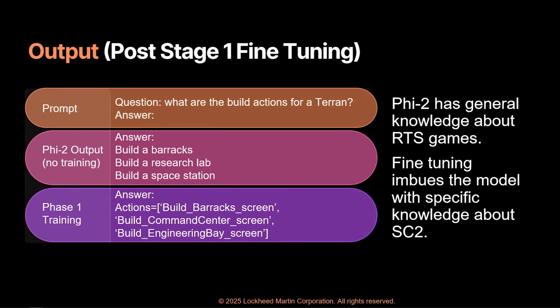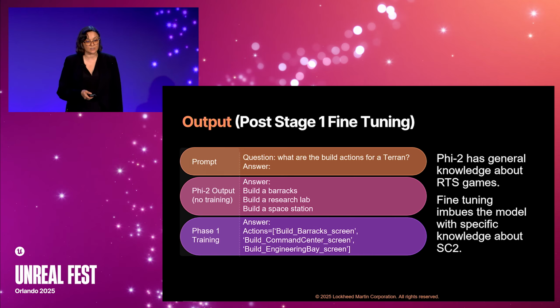So when we prompt the model, what are the build actions for the Terran race? If you just ask that question to the generic Phi2 model, it would show you that it has a decent knowledge of how real-time strategy games are played. It understands that common things would be, build a barracks, do some research, build a space station. The phase 1 training helps us configure the model with more specific StarCraft 2 actions.